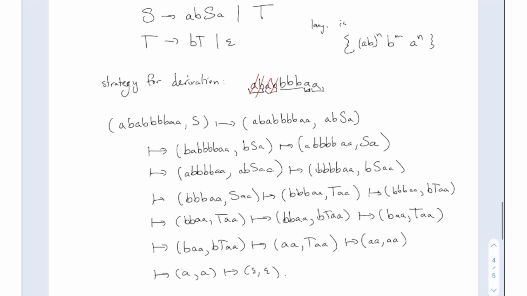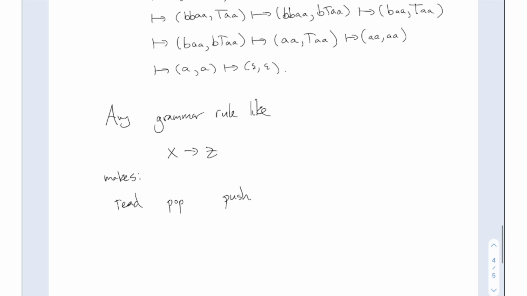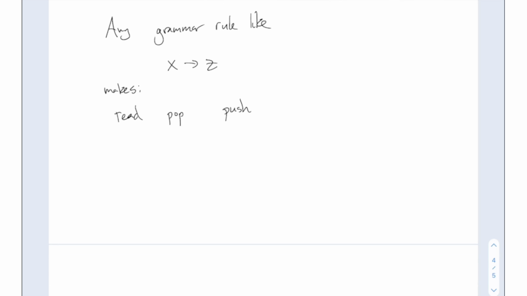So basically, if we have, I'm going to try and summarize, any grammar rule, like, X goes to Z, makes a stack rule, read, pop, push. These grammar rules make epsilon transitions in the stack. So they are read epsilon, pop X, push Z. If you have a grammar rule like X goes to Z, read epsilon, pop X, push Z. That's how you translate all the grammar rules.